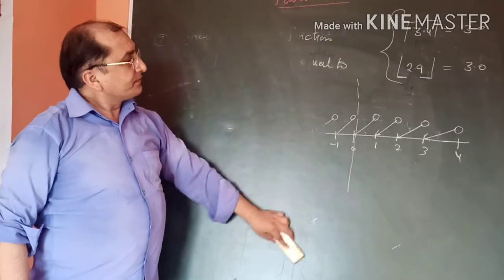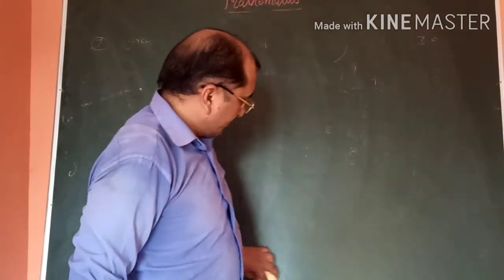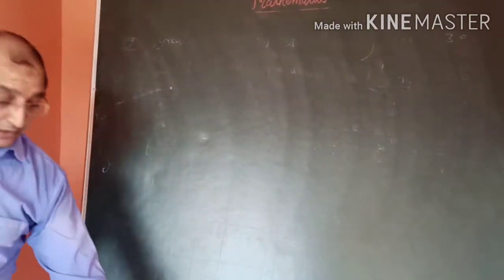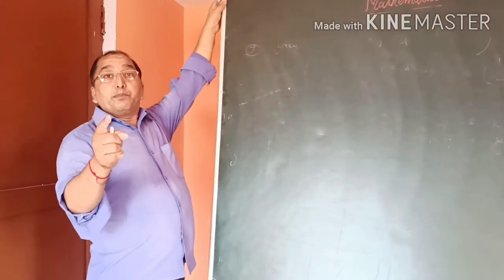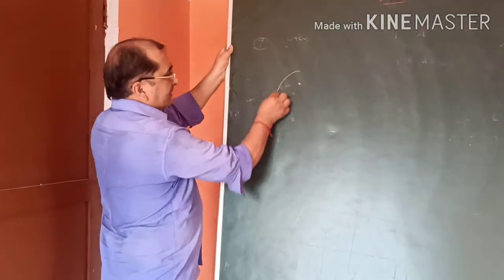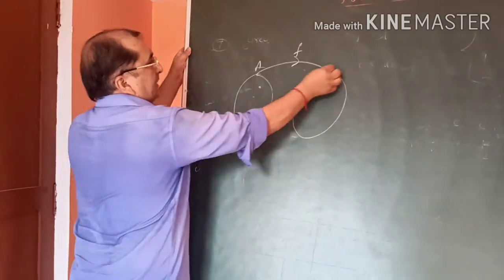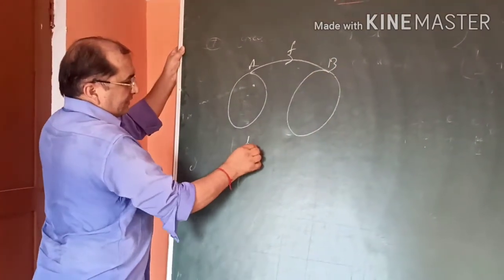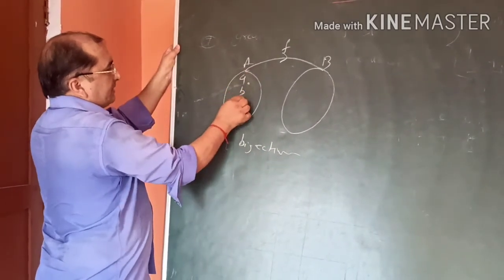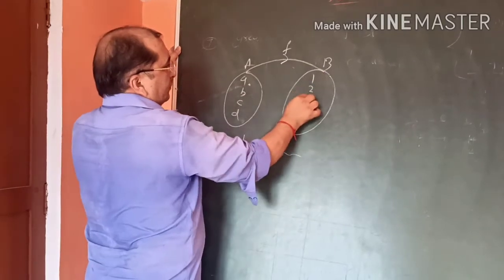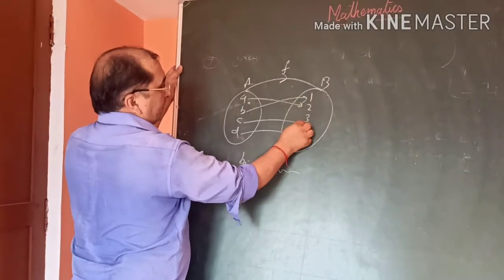Okay, now I will start one more new thing. Although I have not discussed it with you when I studied the bijective function, we know that the bijective function means like this. Again I am repeating these things. Bijective function: A, B, C, D and 1, 2, 3, 4, meaning one-one and onto.